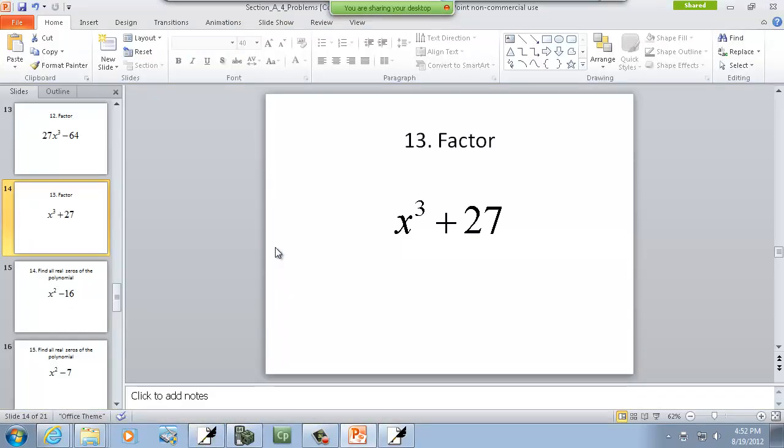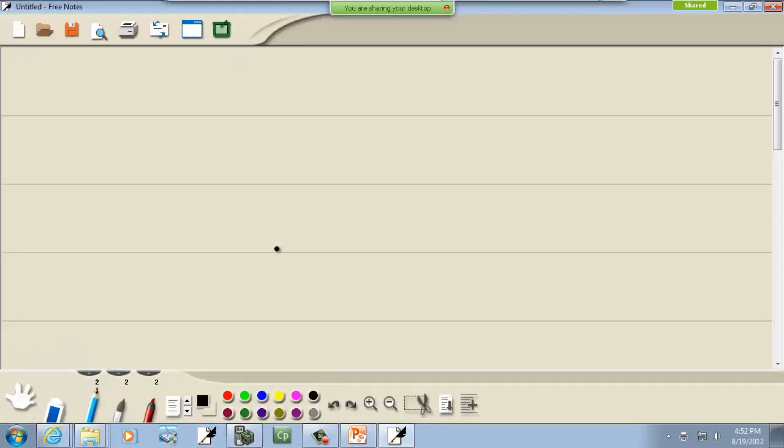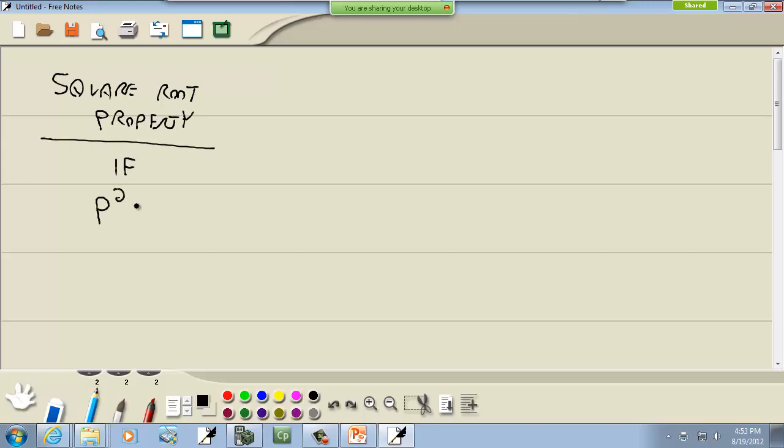Now there's different techniques that we're going to see in these next problems. The first one is the square root property. The square root property says if you got something squared equal to something else, now the entire left side has to be squared here for you to use this formula, then you drop off your squared and you put a plus or minus square root around the other side.